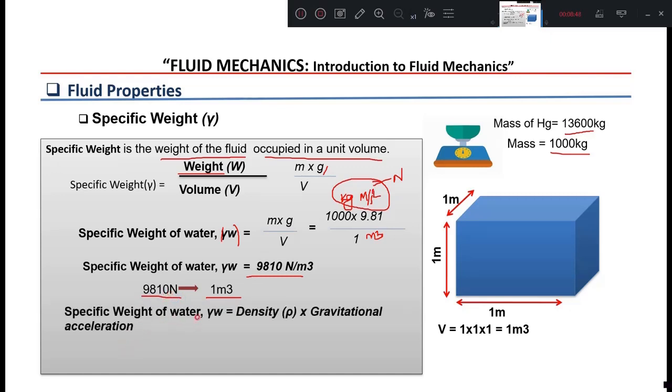Hence the specific weight of water is nothing but density into gravitational acceleration. Why the density? Because mass by volume, we know, is a density, so rho into g. That's why the specific weight of water, gamma w, is the density into gravitational acceleration. Hence the SI unit of specific weight will be Newton per meter cube.